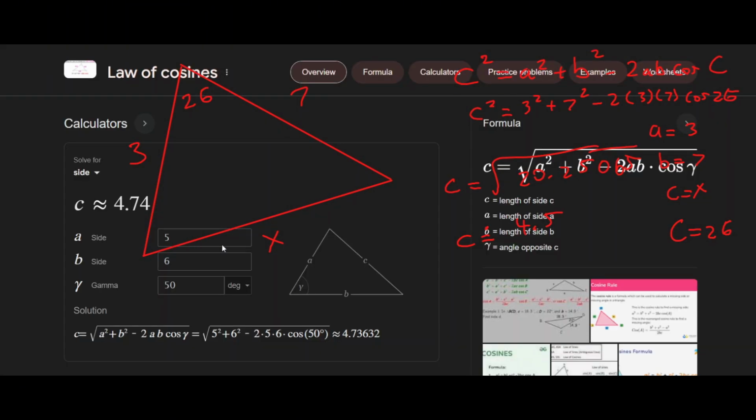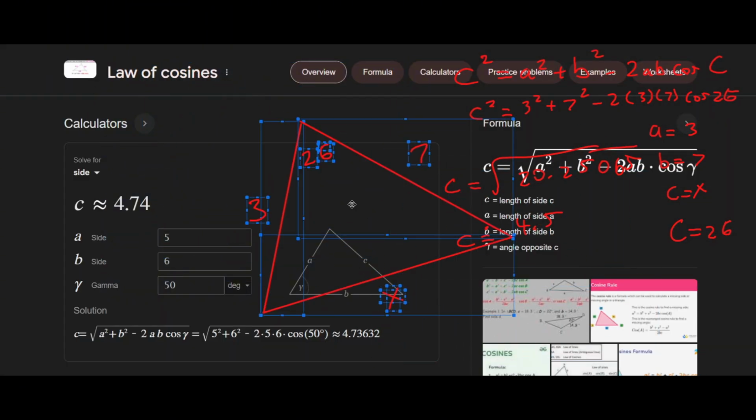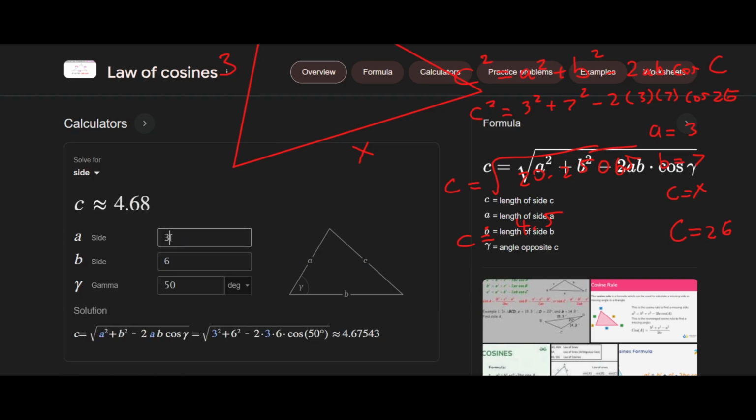So if we plug in everything into the equation down here, let's see what we get. 3, 7, 26. And according to the calculator, we're right. We got 4.5 approximately. So it worked.